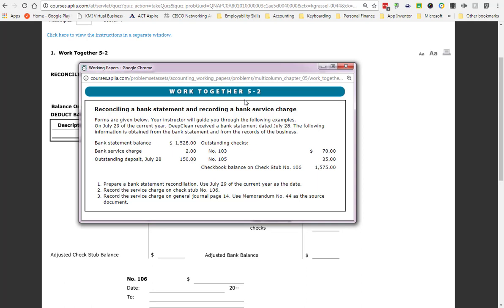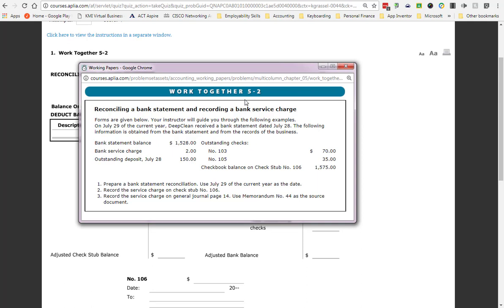So we can see they give us information. They give us a bank statement balance, a service charge, outstanding deposit, outstanding checks, and it gives us a checkbook balance. So what they did is they gathered all the information and told you, here's what it is. There is going to be an assignment on here where you have to determine what your outstanding checks and deposits are, and that will require a little bit more work because it's just not going to say this is your outstanding check and this is your outstanding deposit.